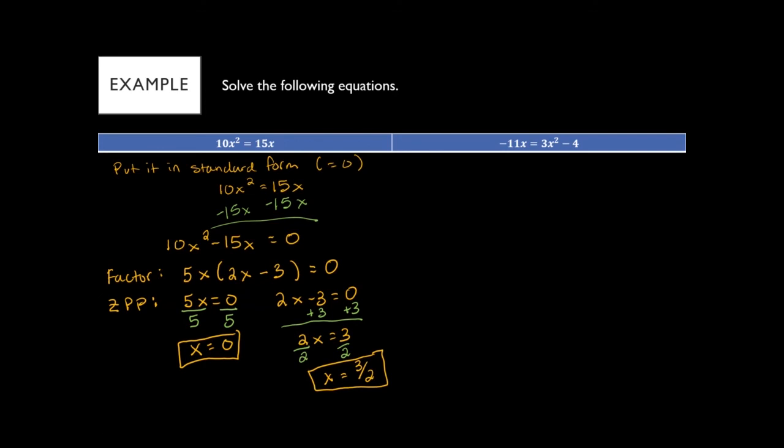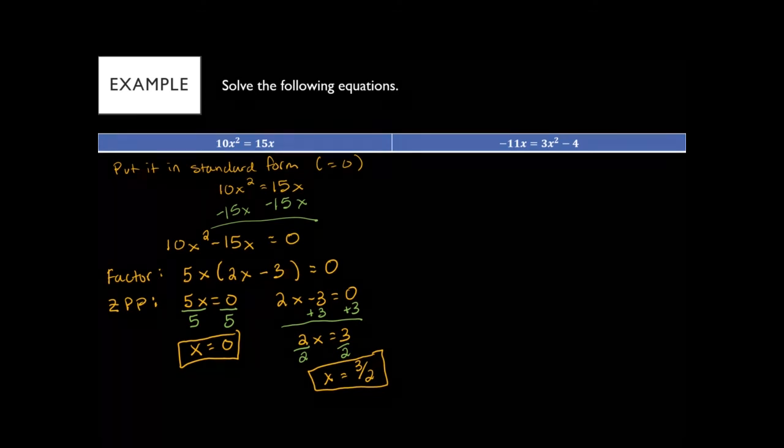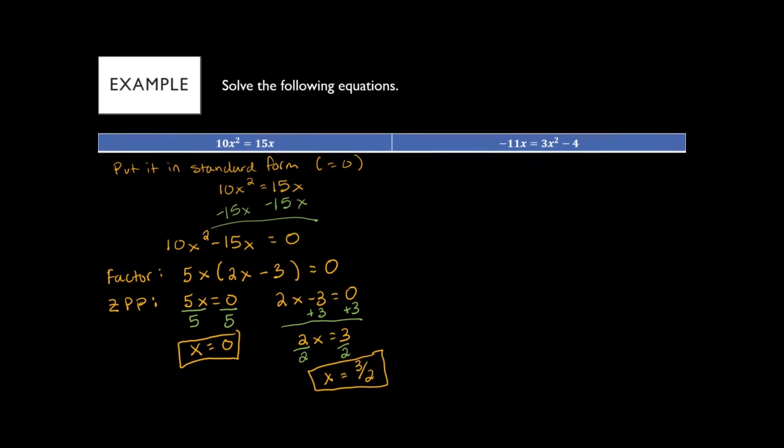So we had to do an additional step here because we had to put it in standard form first. We had to get one side equal to 0 before we started factoring and then doing the zero product property. So a little bit extra work there. But then once you get to the factoring part, once it's factored, then you set up your two equations and you solve.